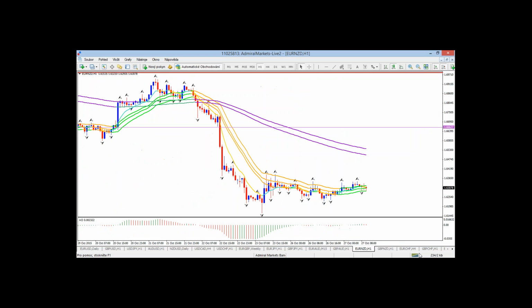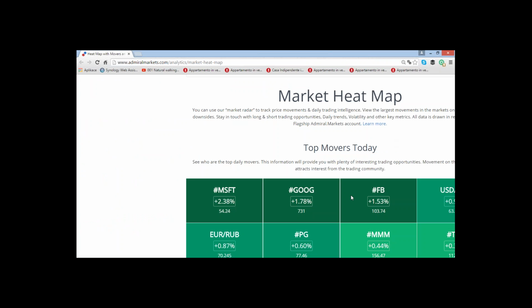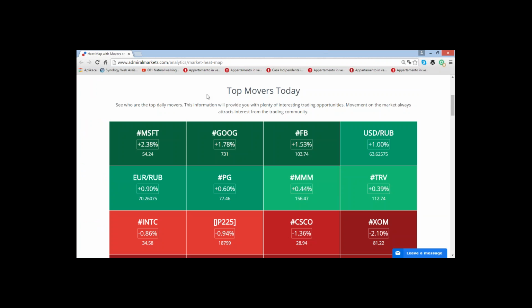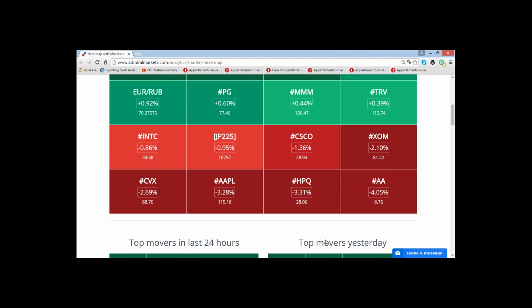All right, let's take a look at the heat map. That's a good idea, Edith. Let's see what's going on there. These are stocks and also the ruble is here. Indeed, big mover, 1%. Stocks up: Microsoft, Google, and downside Exxon Mobil, Apple and Hewlett Packard.